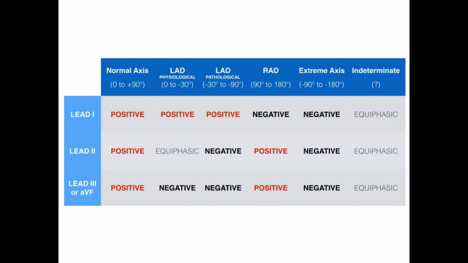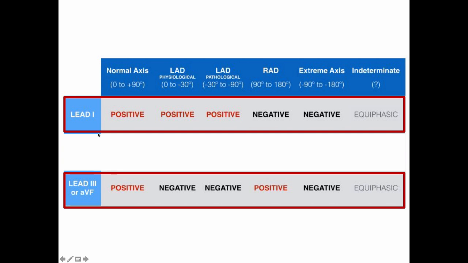For those of you who like tables instead of charts, graphs, pictures, here's one for you. We've got lead 1, lead 2, and then lead 3 and AVF. We're going to take out lead 2 for the moment at least. So we're focusing on lead 1, and then for our purposes we're focusing on AVF here. You can look at lead 3 as well, but we are looking at AVF. So we're looking at lead 1 and AVF. If we are positive in 1 and AVF, we're normal. If we are positive in 1 but negative in AVF, we've got left axis deviation.